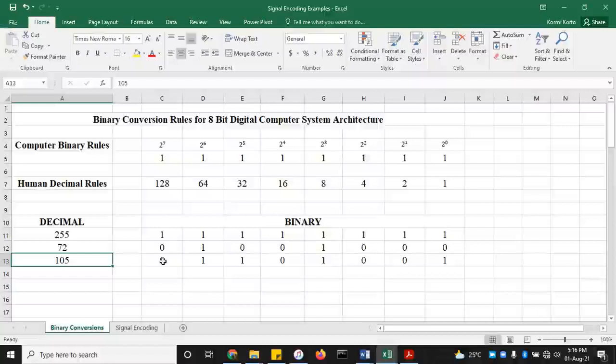So the binary becomes 01101001. So it means that the bits that were switched on are the 7th bit, the 6th bit, and the 4th bit, as well as the first bit, to give you the decimal value of 105. Okay.